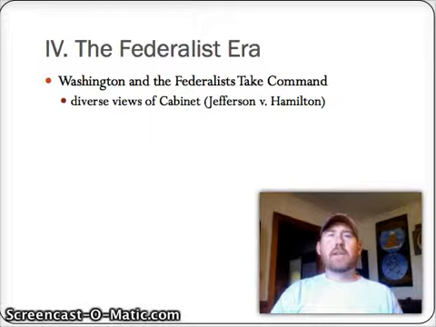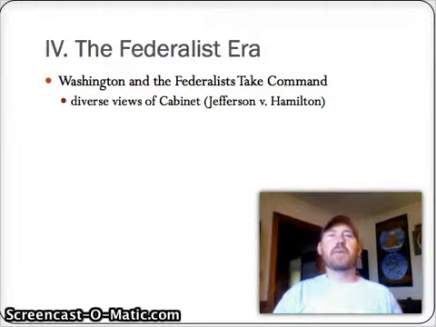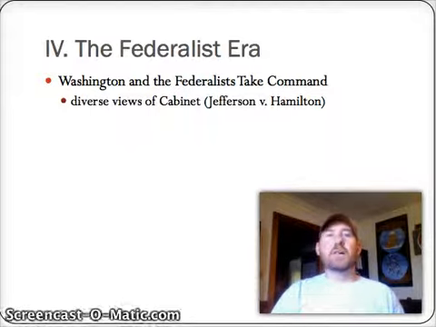Alright, so we've written and ratified the Constitution. Now it's time for us to actually start governing. And obviously the first president under the Constitution is George Washington. And his presidency marks, number one, the beginnings of America, and also the beginnings of what's referred to as the Federalist era. So Washington and his fellow Federalists take command of the government.